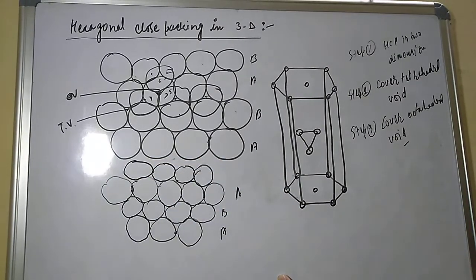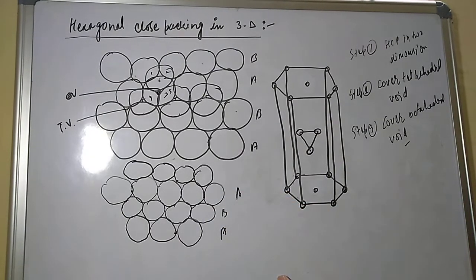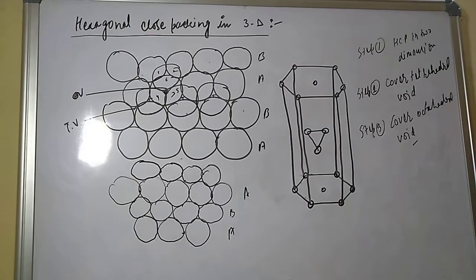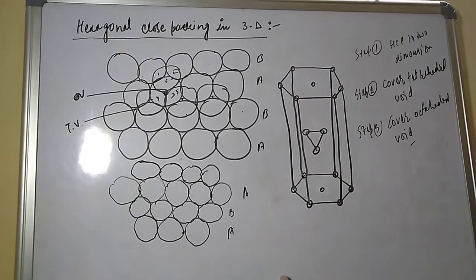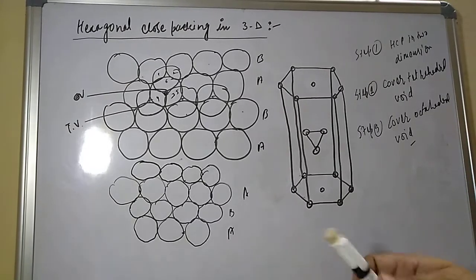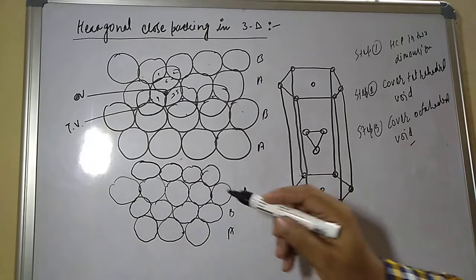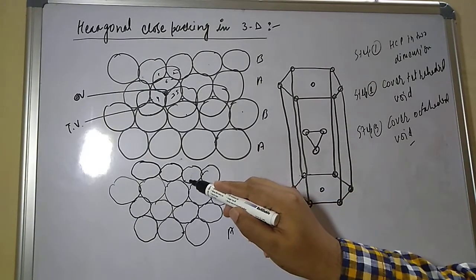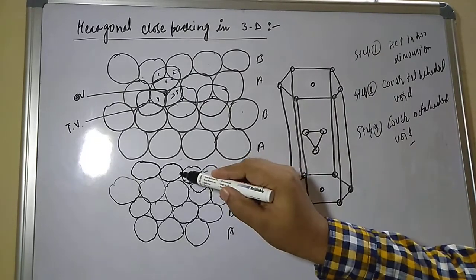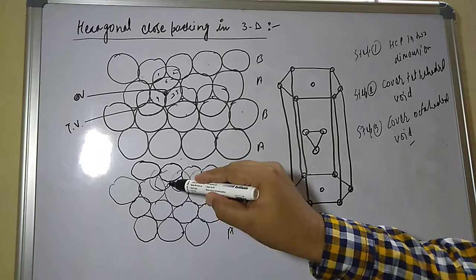Now see, in all the cases, there are trigonal voids between 3 atoms. Firstly we have to cover this void, you can cover the trigonal void. What I am going to do here is cover this. Here I am covering. So if you cover this row, here it will be covered like this, and here it will cover like this.